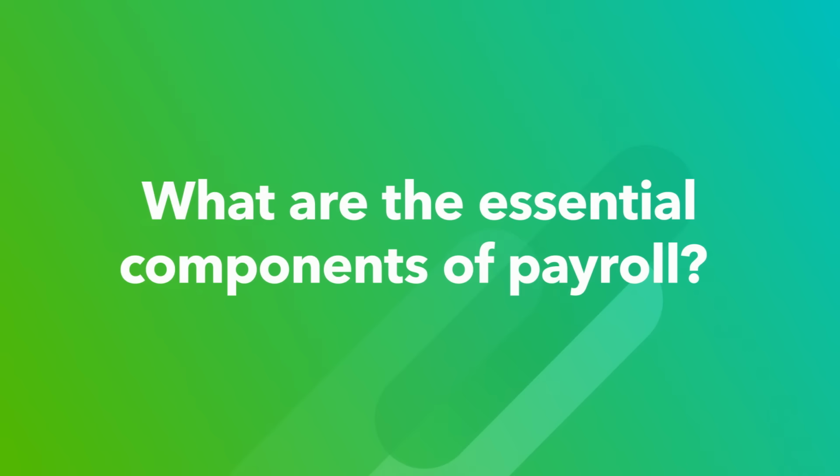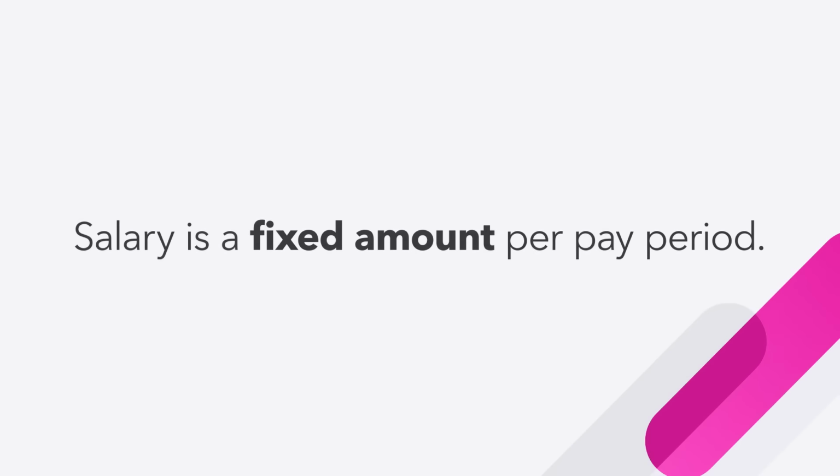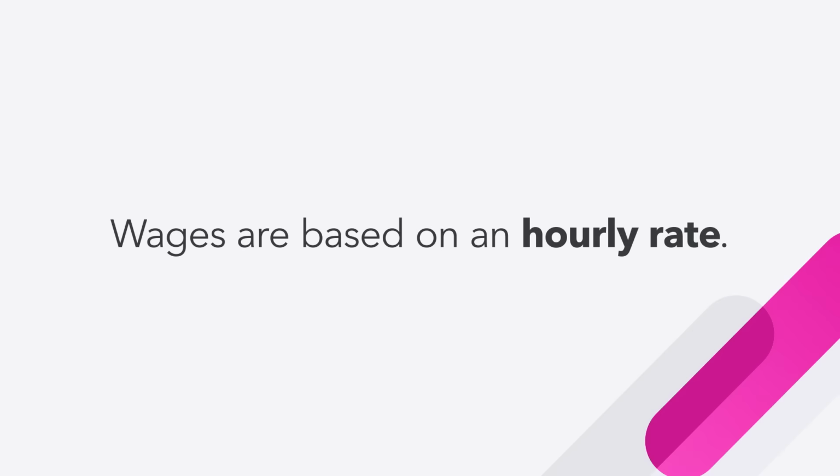So what are the essential components of payroll? Well, first you've got your employees' information. When you have your employee fill out the W-4 on the first day they start, that's where you gather all of their basic information: their name, date of birth, social security number, address, all of that essential information. Next is what you pay them, either their salary or their hourly wage. A salary is a fixed amount that you pay them every pay period, and a wage is what you pay them based on the hours.